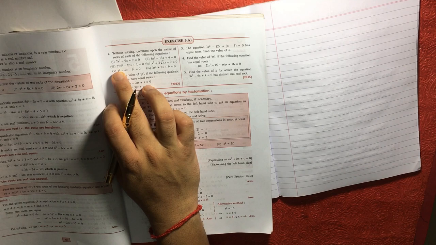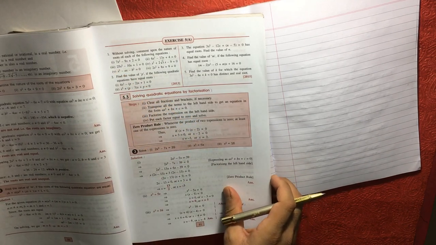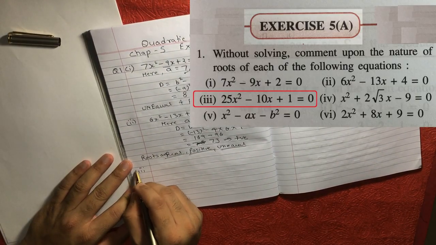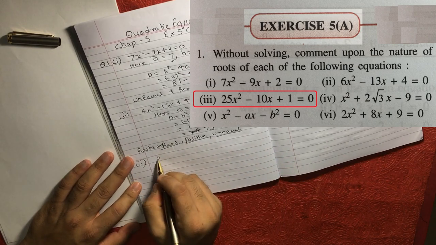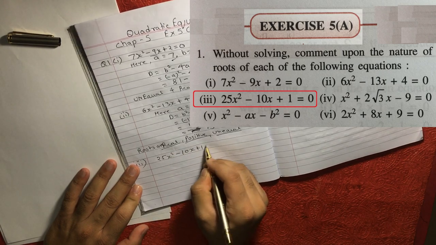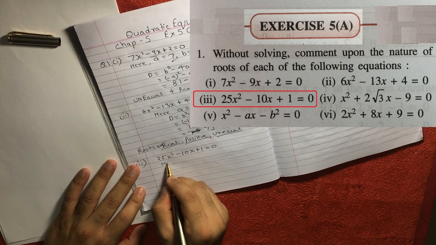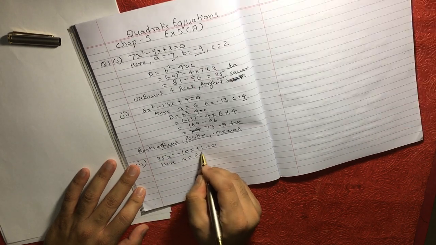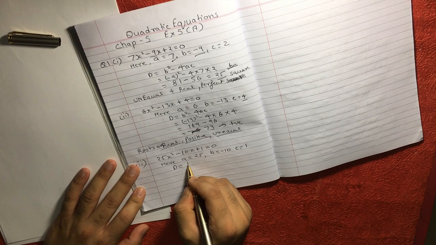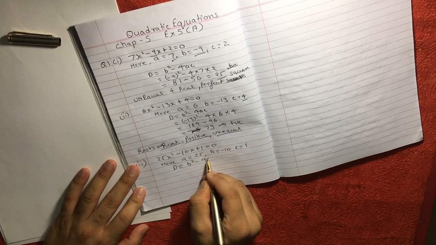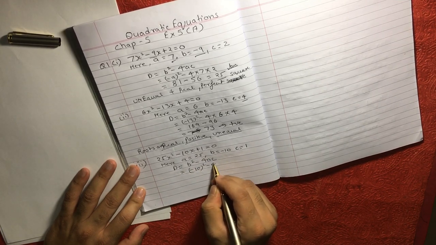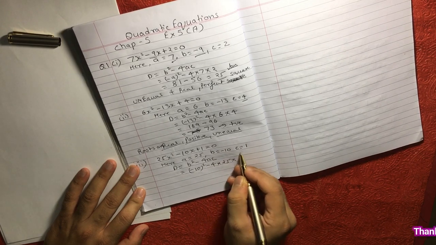Let's see part 3 of question number 1, which is 25x square minus 10x plus 1 is equal to 0. So let me write the third part, which is 25x square minus 10x plus 1 is equal to 0. Now here again, a is equal to 25, b is equal to minus 10 and c is equal to 1. The formula is d is equal to b square minus 4ac, where b is what? Minus 10 square minus 4 into 25 into c is what? 1.